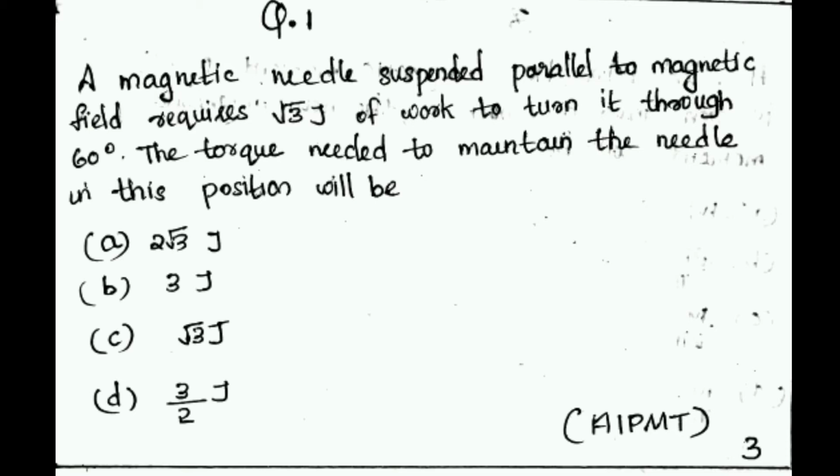Here it says that a magnetic needle is suspended parallel. That means theta is 0 degree. Then work is given to turn it to 60 degree, that is theta 2 is 60 degree. Here the work is given as root 3 joule, and work is given by the equation W is equal to mB (cos theta 1 minus cos theta 2). And here it is asked about the torque.